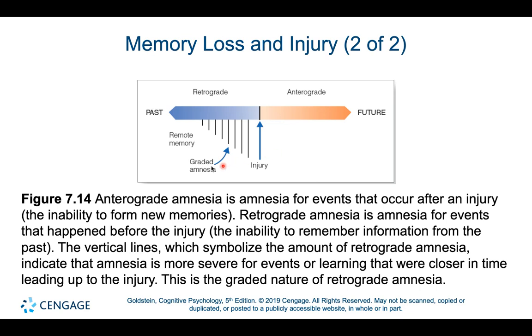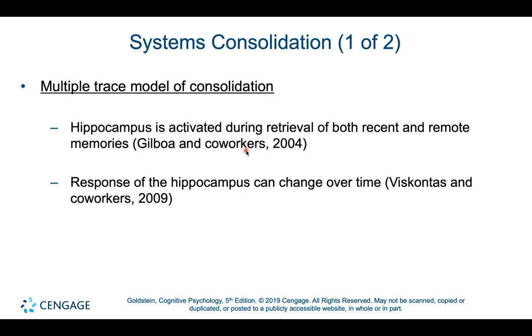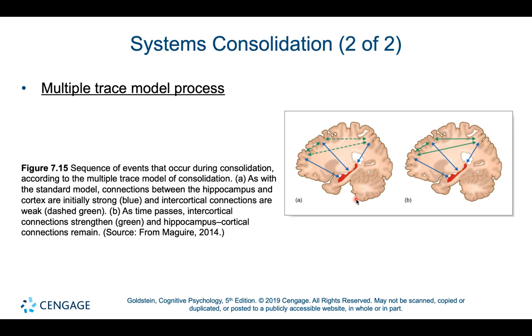So this evidence, specifically the graded amnesia evidence, is what we used to basically say, well, once information is consolidated, the hippocampus doesn't really matter that much. That's not so much what we believe anymore. The more modern multiple trace model of consolidation suggests that the hippocampus is actually still active during retrieval of both recent and remote memories. It's just that the response of the hippocampus changes over time. It's still involved, but it changes.